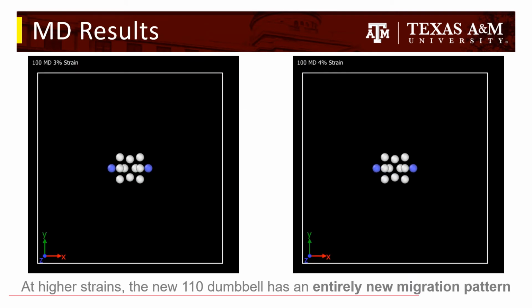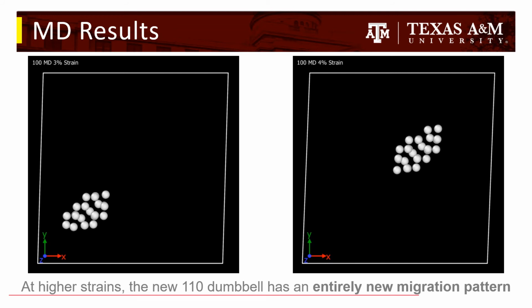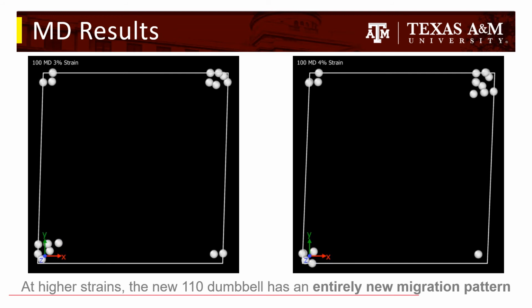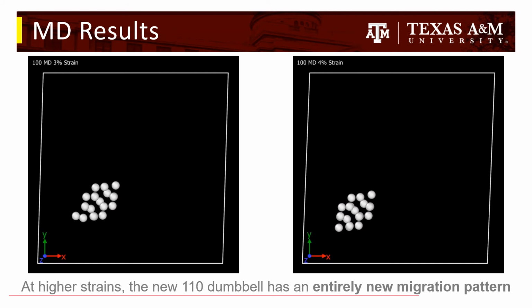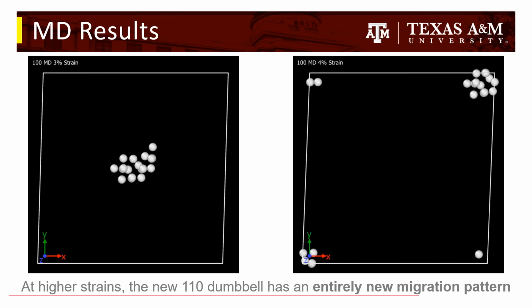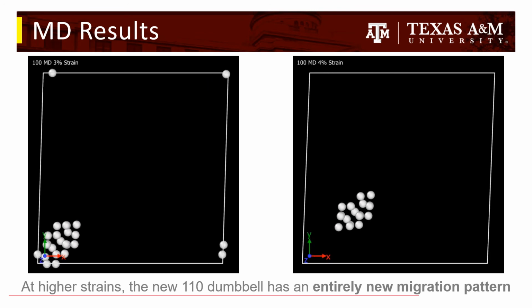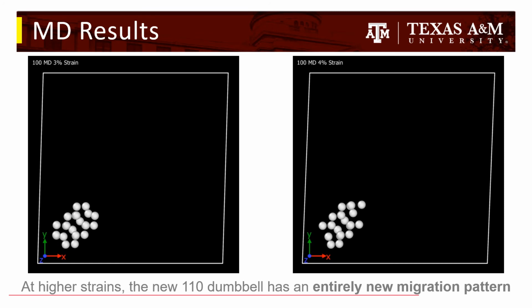But what if we move past the transition point? Here we have the same simulation, except the strain has been increased to 3 and 4% respectively. It has been shown that the interstitial should transition to the diagonal 110 dumbbell, but not if the migration also changes. As we start the simulation, we can see that this time the migration pattern is completely different in the 110 direction. This has been the goal of my research this summer, to find these migration patterns, and it is exciting to show that they actually exist.